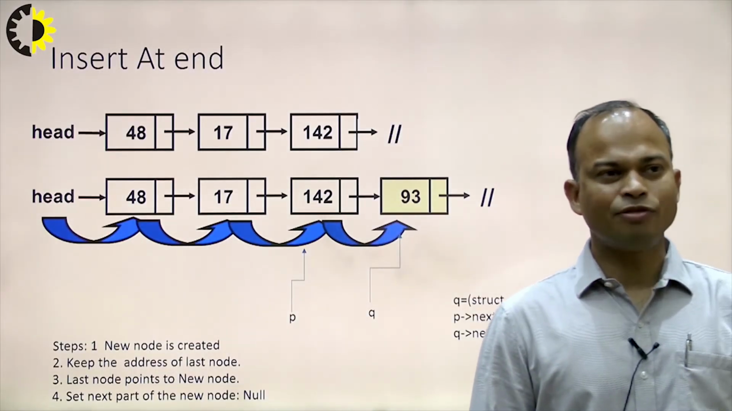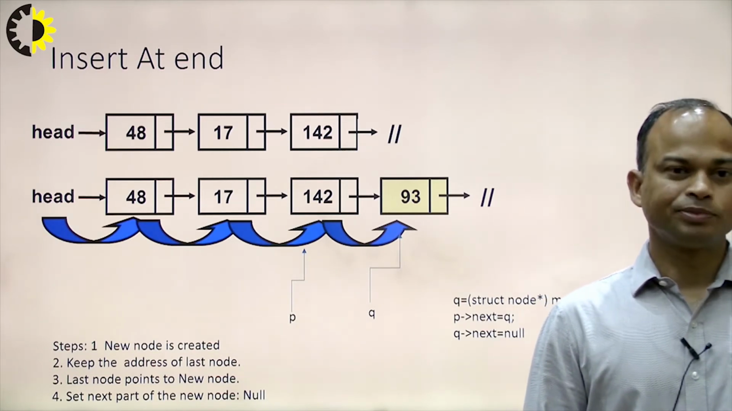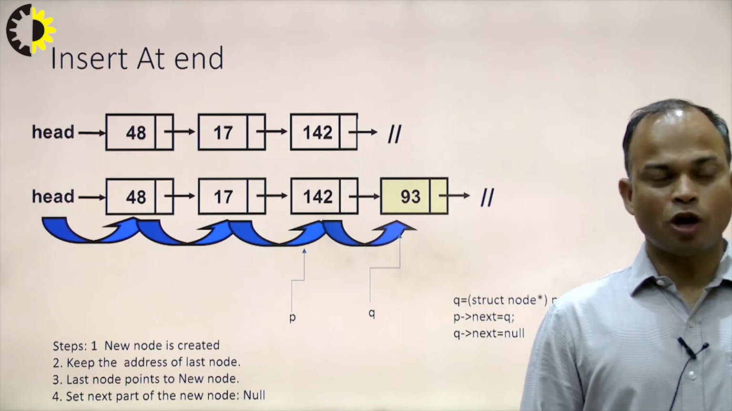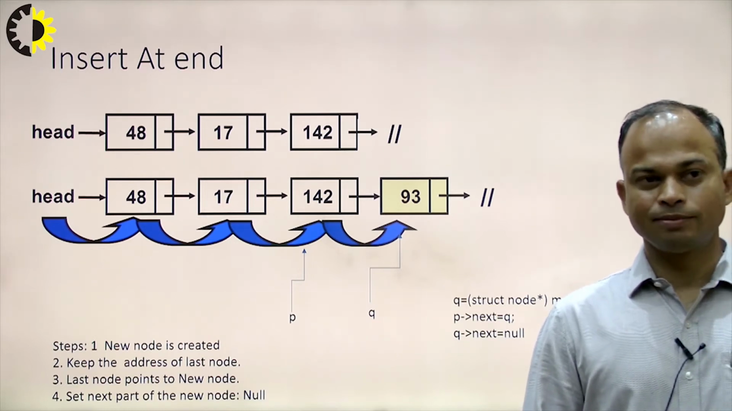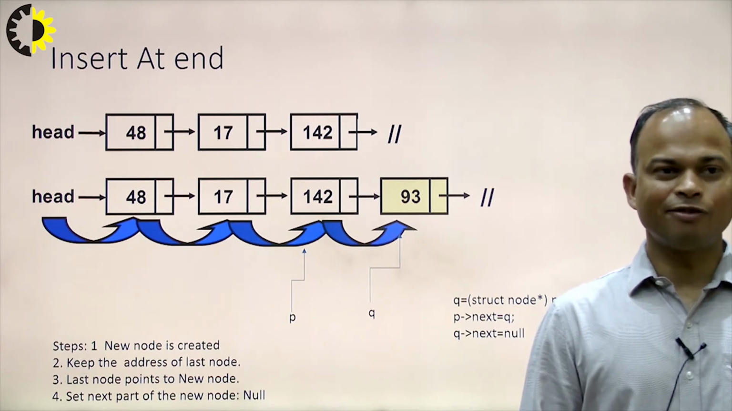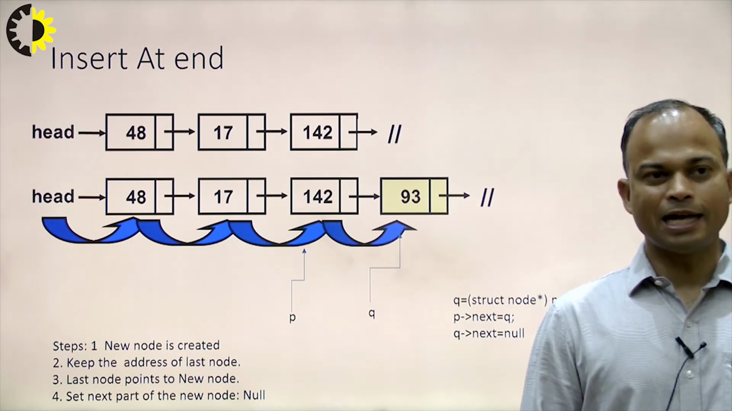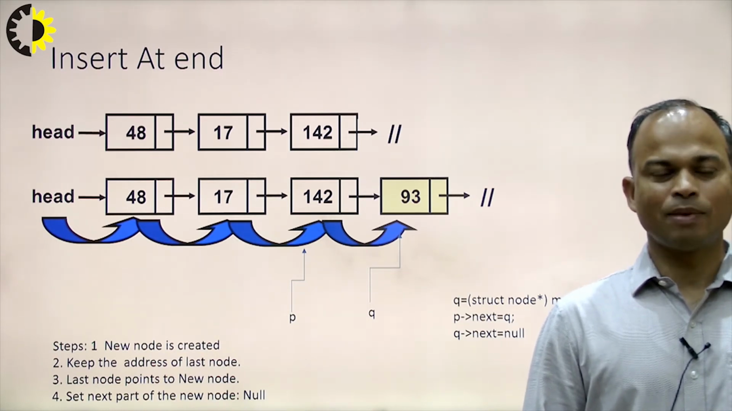And after it we have the insert operation at end. Say at the top we have three nodes. The first node contains value 48, the second value is 17, and the third value is 142. We want to insert at the end, I mean after the third node we want to insert the node.